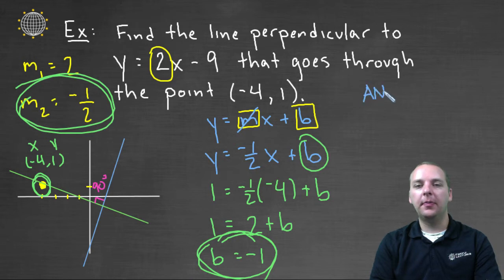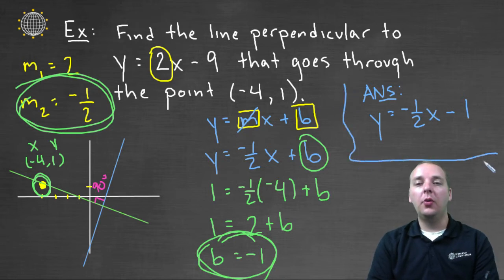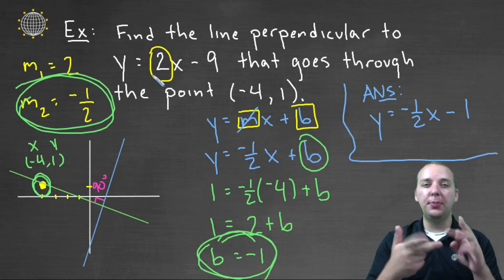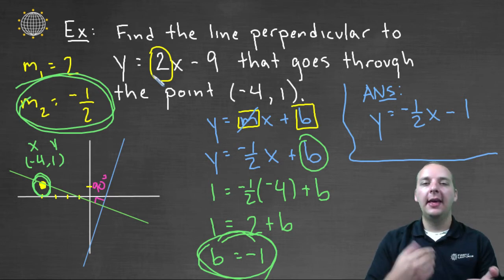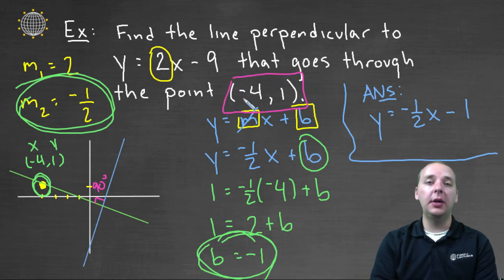So the answer would be y equals negative 1/2 x minus 1. And there's a couple things you can do to check your work. On the one hand, you can look at the slope. Its slope is negative 1/2. The slope of the blue line was positive 2. Those are negative reciprocals of each other, so they are perpendicular. And as an added bonus, it also goes through the point negative 4, 1, because if you plug in negative 4 times negative 1/2, that's positive 2, and 2 minus 1 is 1. So it goes through the point that we need, and it has the slope that we need.